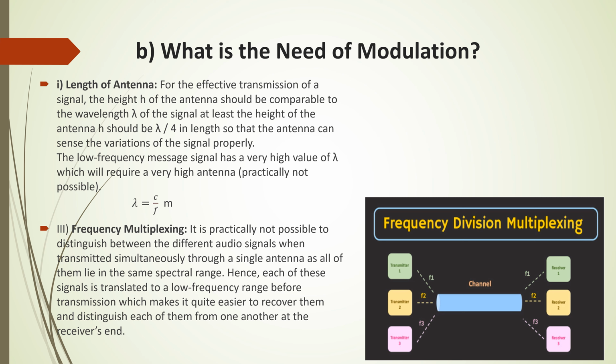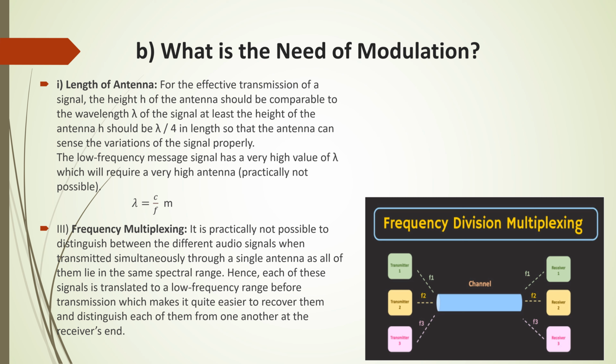For example, if a transmitted signal has frequency 10 kHz, then lambda is c by f, equal to 30,000 meters. So the size of the antenna equals lambda by 4, which equals 7,500 meters.